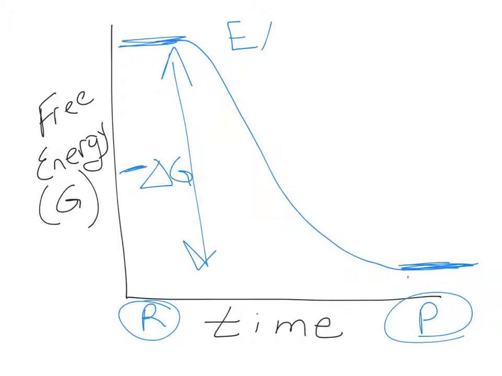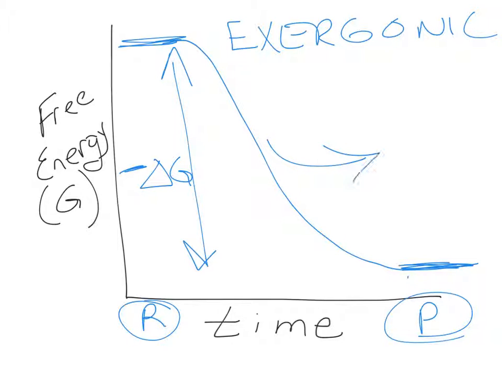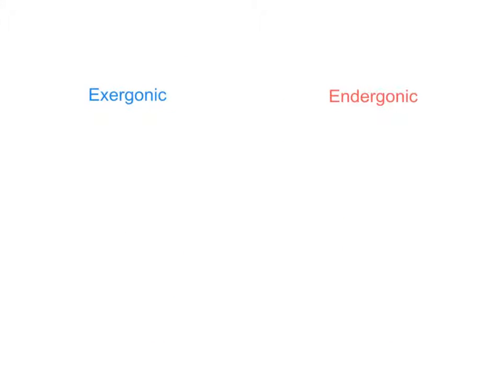And this is an exergonic reaction. And because the reactants have a higher free energy, this means that free energy will be released. Now let's look at the relationship between exergonic and endergonic reactions. Remembering that exergonic reactions release free energy and endergonic reactions require free energy.